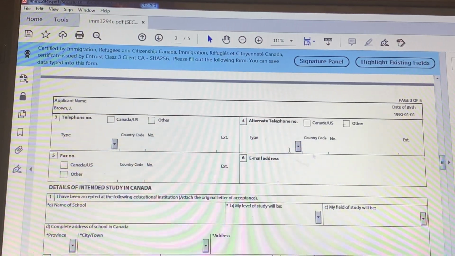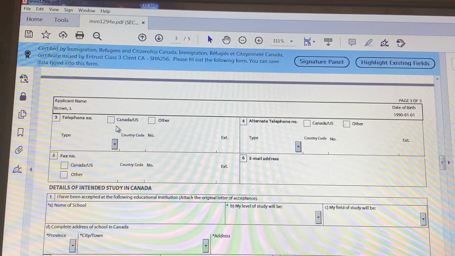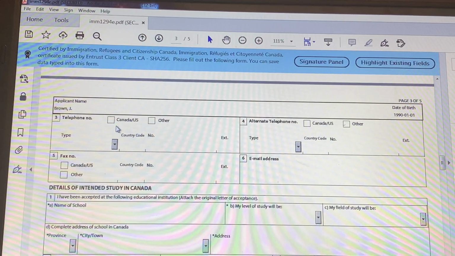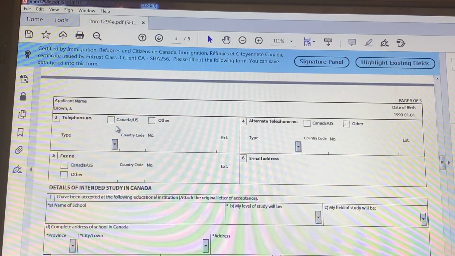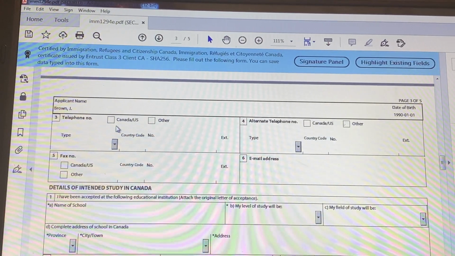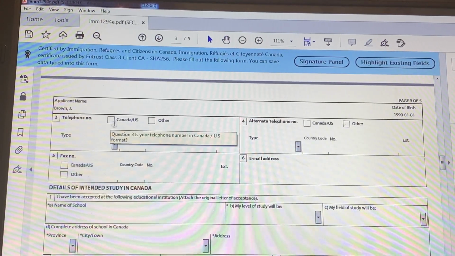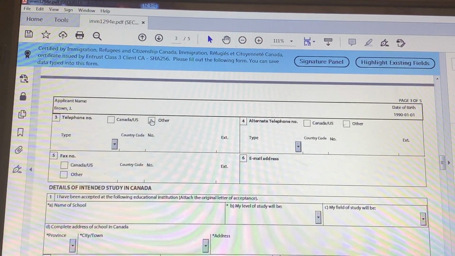Okay, guys, moving on. It's very important to make sure that your telephone numbers and your email address are very accurate, because your email address is what IRCC is gonna use to contact you for the most part. Now, if you're applying from Canada or US, then you select this option right here. If you're applying from somewhere else, in this case Jamaica, you select other.